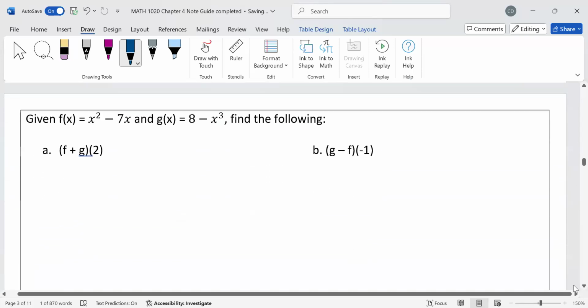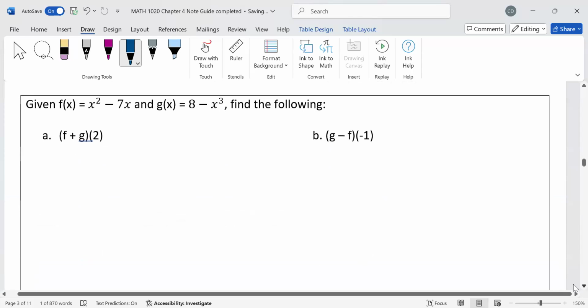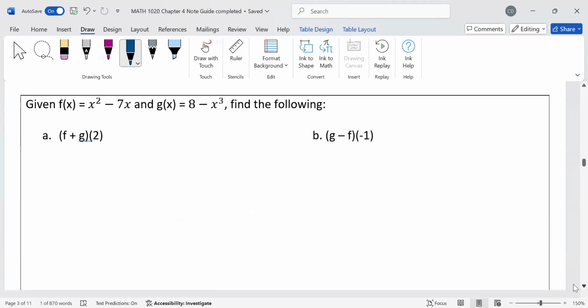All right, so this one has numbers plugged in. My math lab shows you a different way to do it than I'm going to do it. You can do it either way. Both methods are correct. I feel like this one's a little bit easier, but you're free to do it how they do it.